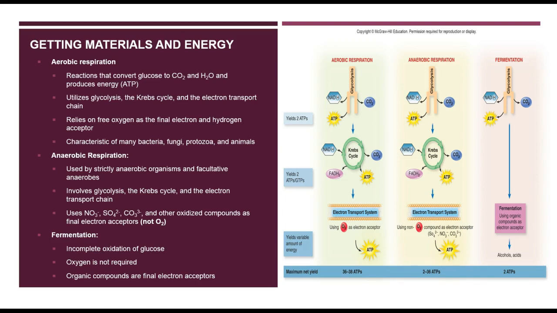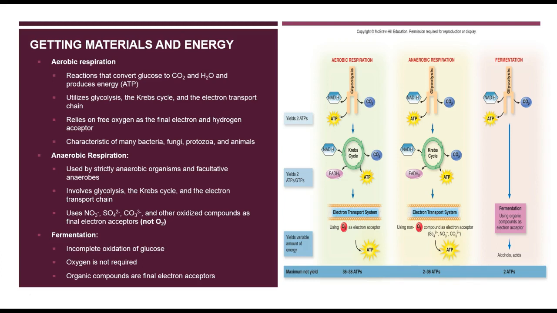So how do we get these materials and energy that are necessary for anabolic reactions? Well, there are 3 main ways that cells use: aerobic respiration, anaerobic respiration, and fermentation, and we're going to discuss each one in this mini lecture. You can see on the right that we have diagrams for each of these reactions and sort of how they take place. We're going to look at aerobic respiration first.